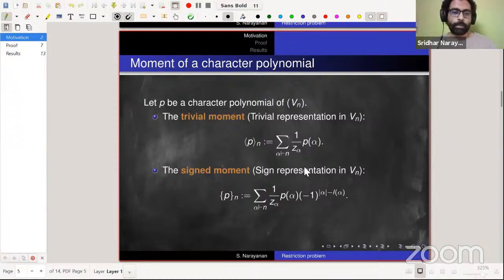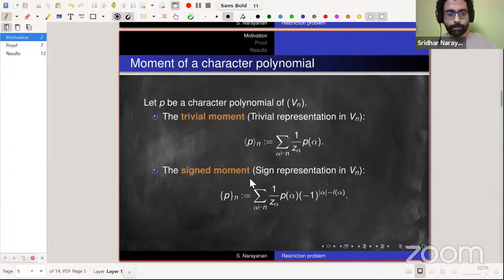So the moment of a character polynomial is basically the inner product of the character polynomial as a class function. We know that a character polynomial, when you evaluate it on permutations of size n, is a class function. So it makes sense to talk about the moment of this class function with certain other irreducible representations of Sn. In particular, you can take the moment of the character polynomial with the trivial representation, and then you get the trivial moment, which is the multiplicity of the trivial representation in the representation Vn.